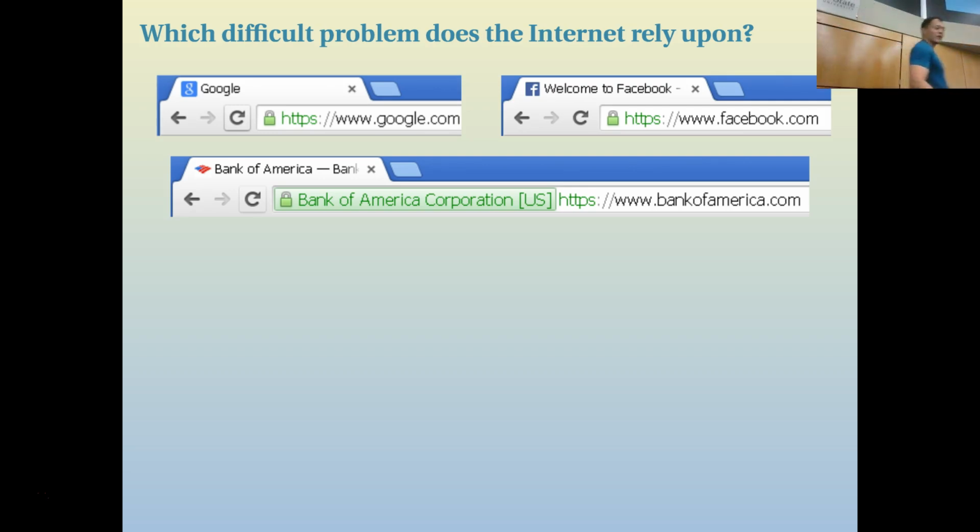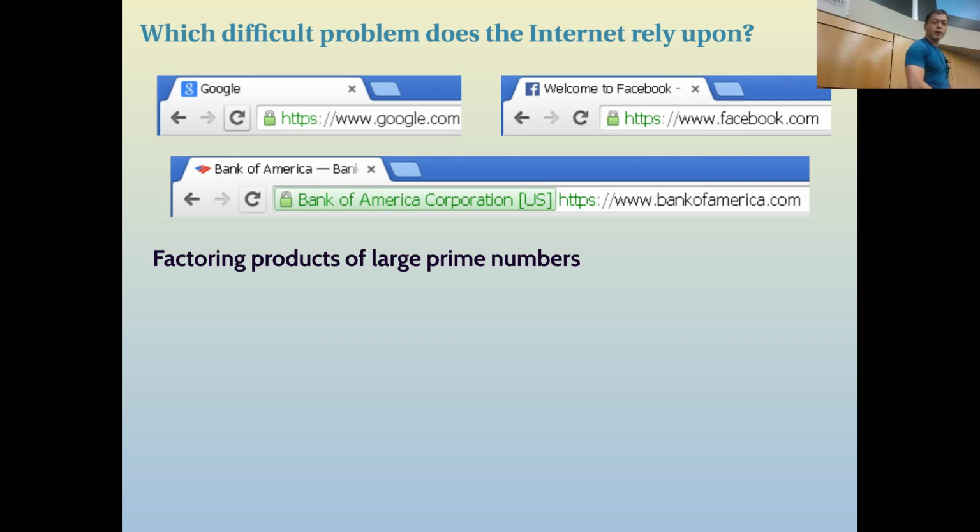That's correct. So it is factoring a product of prime numbers is the difficult problem that all of the internet transactions rely upon. So any time you see these green lock icons in your web browser, it is validating the public key, private key authenticity of that transaction and giving you that symbol. So that's sort of the underlying principle that's protecting that. So factoring products of large prime numbers is the problem. What happens if someone figures out how to do that, right?